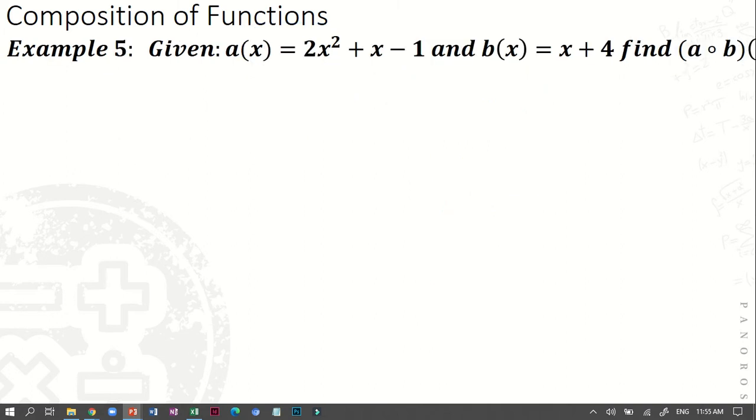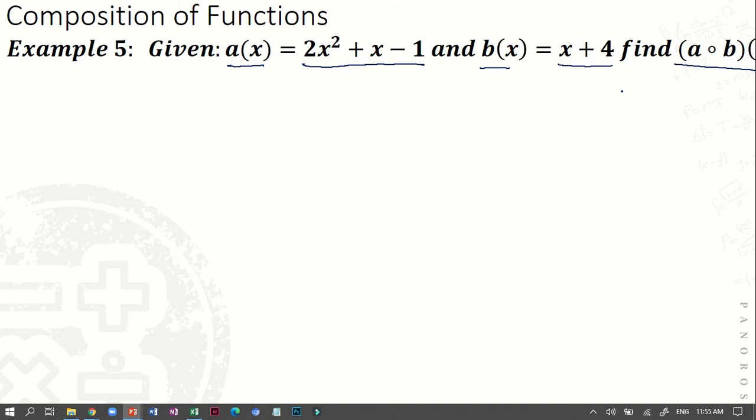Okay, next part. Example number 5. So, a of x. So, letter A naman. Instead of using f of x, we use a of x and b of x. So, a of x equals 2x squared plus x minus 1. And then, pangalawa, we have b of x equals x plus 4.